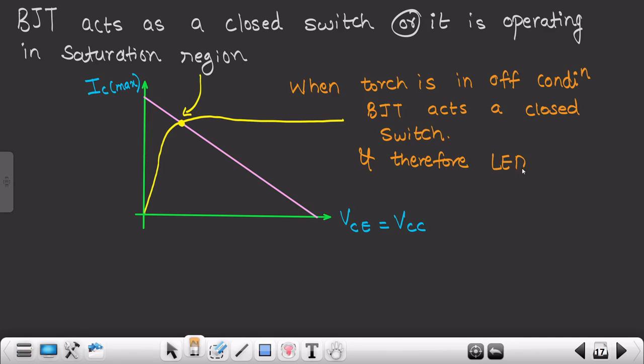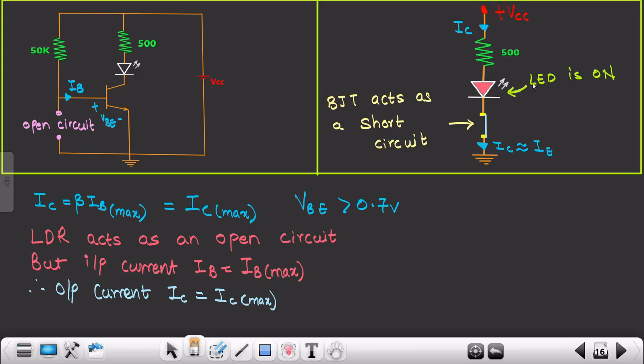LED glows, or LED is in on condition. I hope you are able to understand my point. It glows up. Glows means it acts in the switch on condition. So LED is in on condition. This is the most important concept you should be able to understand. I hope you understood this particular case, right?